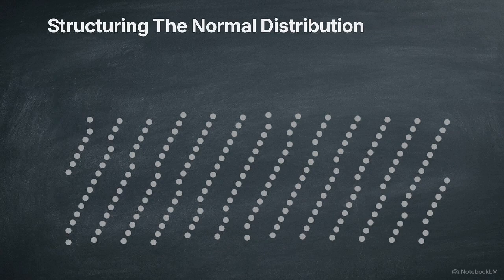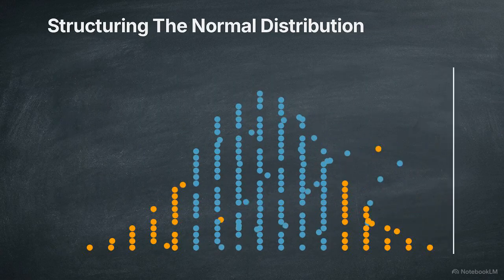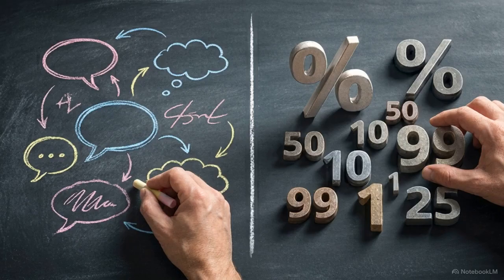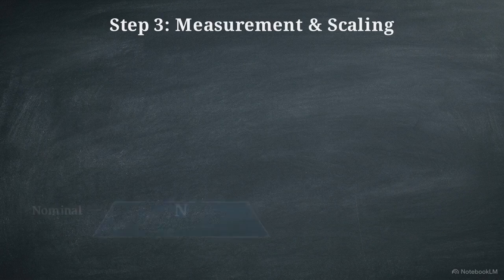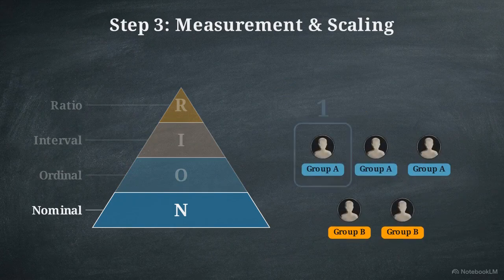By assigning values to variables, researchers can calculate exact percentiles and determine the frequency of occurrences across a population. The choice between words and numbers at this stage determines the limits of the statistical tools available at the end of the pipeline. This leads to step 3, measurement and scaling. This NOIR hierarchy acts as a bottleneck. As you move up the tiers, more powerful mathematical operators become available for analysis.